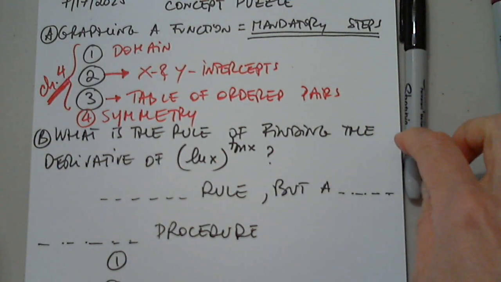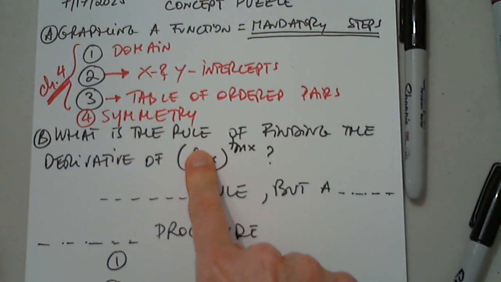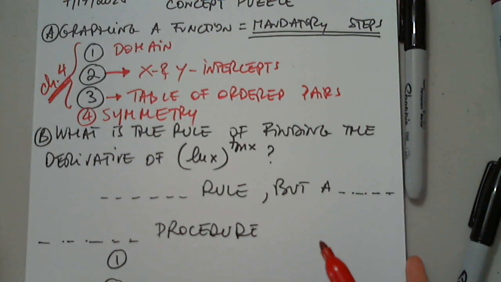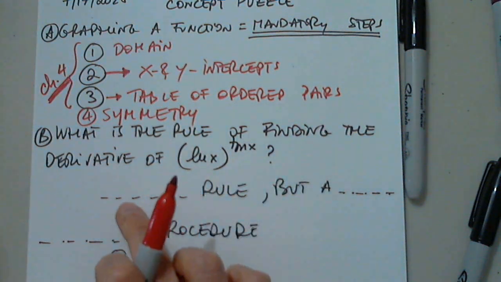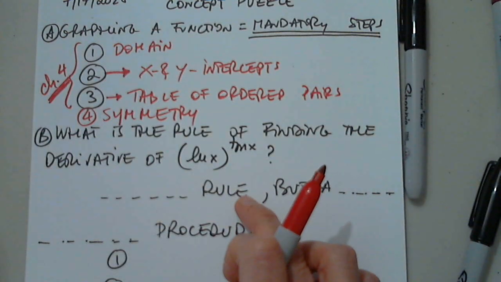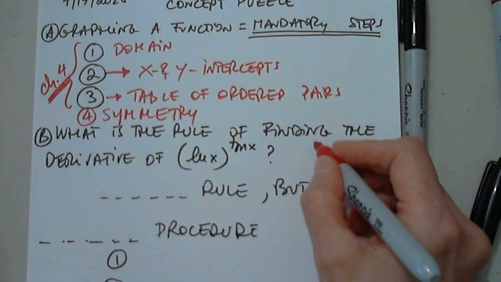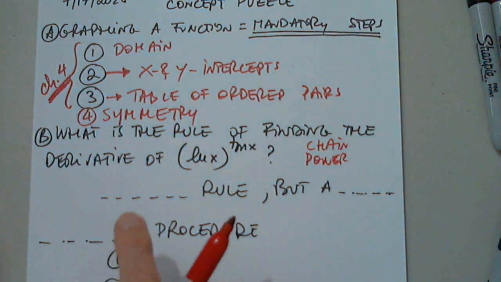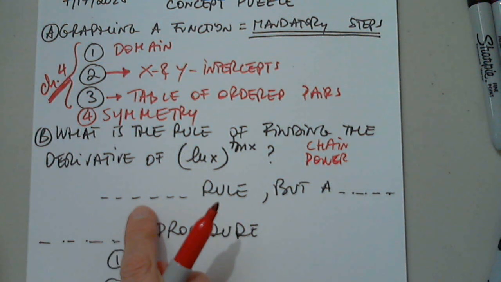What is the rule of finding the derivative of natural log raised to tangent? What do I write here? Chain rule. Anyone else? Power rule. Okay, anyone else? So we heard chain. We heard power. Anyone else? No other bidders?